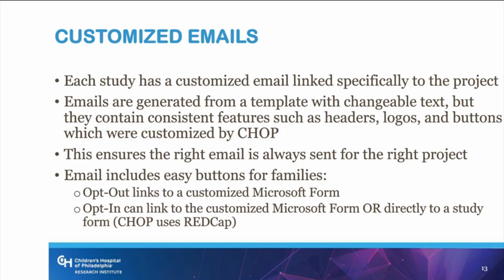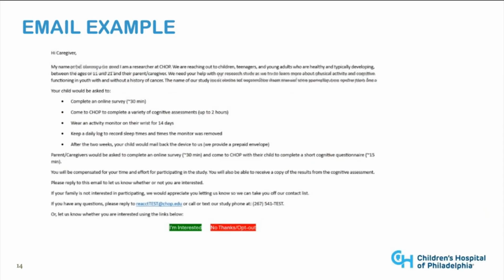They're given two buttons. One is to opt out, so if they don't want to participate either in that study or at all in research, and the other is to opt in. When we automate in version 2, it allows for different choices, so they can either opt in and go directly to a customized Microsoft Form, or if the study is, for example, a survey only, they can opt in and go directly to that CHOP REDCap survey and complete the study in one click.